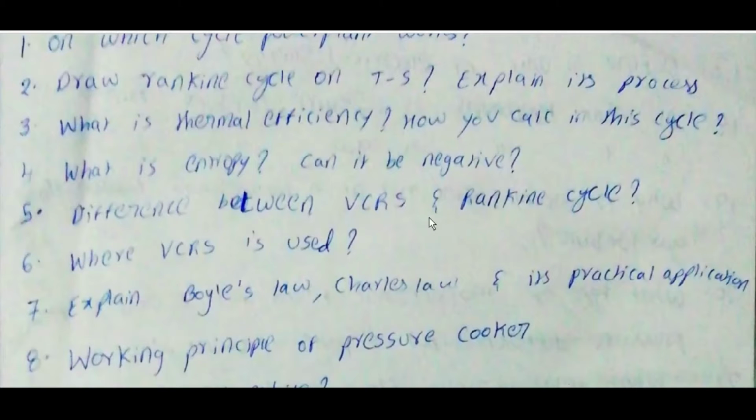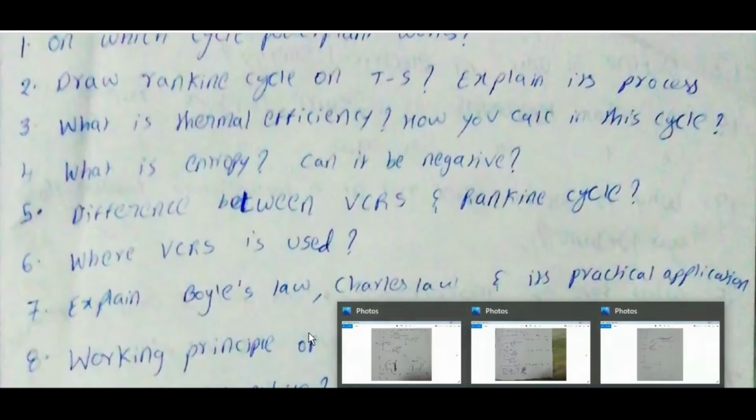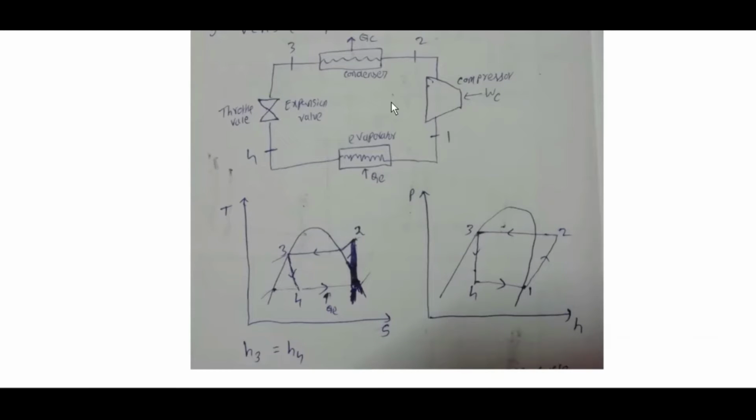Difference between VCRS and Rankine cycle. The Rankine cycle we already saw above in all diagrams, all graphs, and the schematic diagram also. So let's see VCRS, vapor compression refrigeration system. 1 to 2 passes through the compressor where work is provided. 2 to 3 condenser, heat is rejected. 3 to 4 throttle valve, expansion valve. 4 to 1 evaporator QE, heat is absorbed. This is the desired effect here.